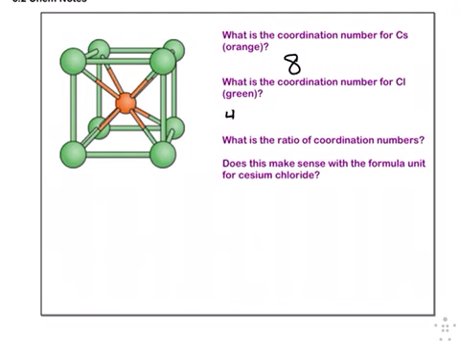4, 5. Another 5. 8. Oh, an 8. Who said 8? Alexis? Okay, so we've got a lot of numbers up there. What if, to figure out which number we like best, we ask: what's the formula unit for cesium chloride?